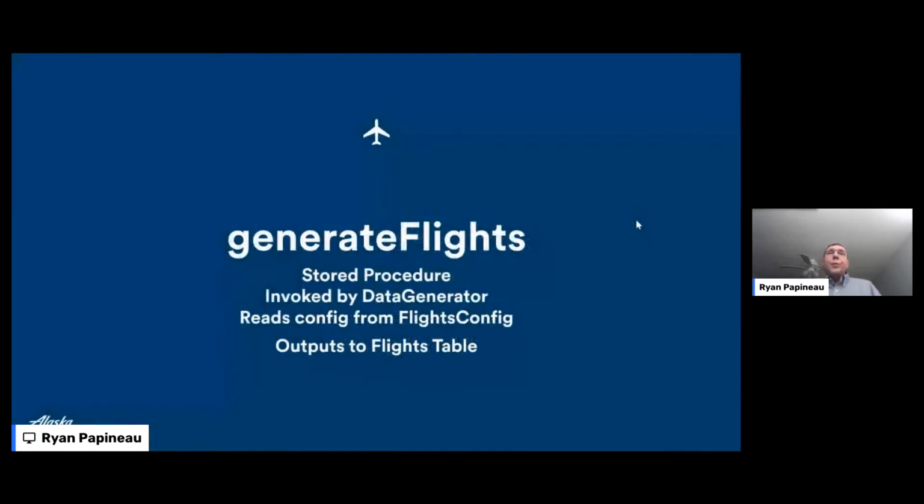So let's look at generate flights. The generate flights component itself is actually a stored procedure with some complex algorithm logic to it. It does get invoked by data generator, but the key part of it actually reads that config from our flights config table. You can think about flights config as a way for us to parameterize the definition of an airline. Once it runs the algorithm, it outputs those flights to our flights table.